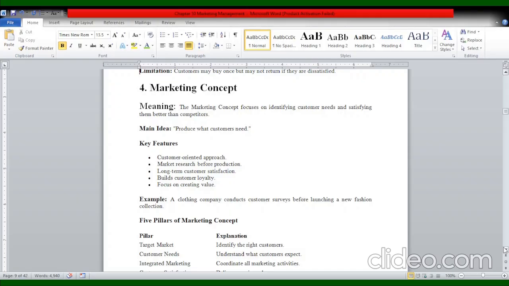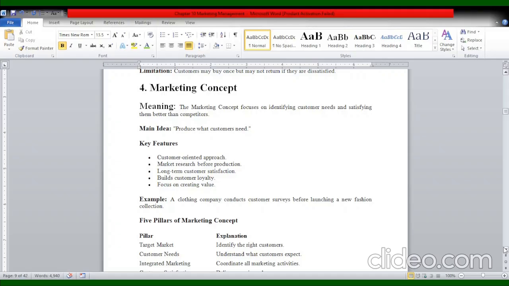So marketing concept focuses on identifying the customer need and satisfying them better than competition. The main idea is produce what the customer needs, right? As per the need of the customer, the company will produce. The key feature will be a customer-oriented approach, because whatever you are producing is customer oriented. Market research before production: when we are talking about modern marketing, you usually perform your market research before production.